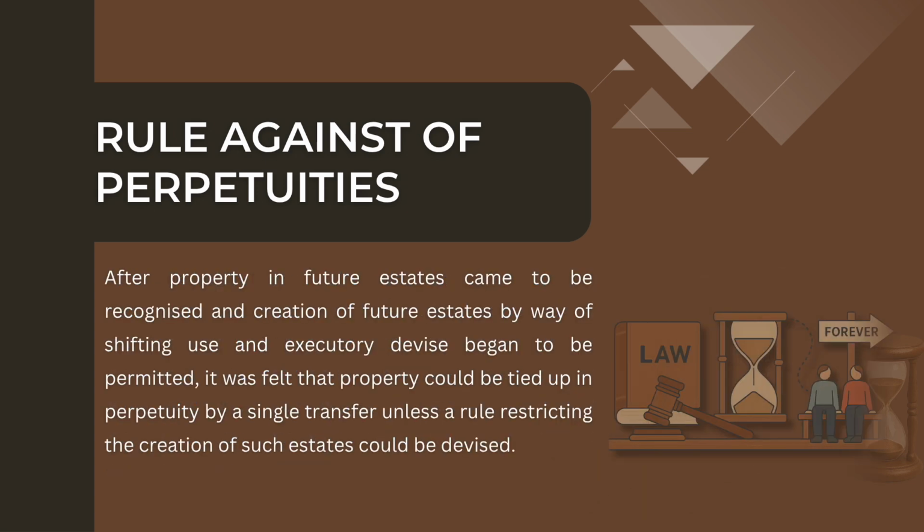After property in future estates came to be recognized and creation of future estates by way of shifting use and executory device began to be permitted, it was felt that property could be tied up in perpetuity by a single transfer unless a rule restricting the creation of such estates could be devised.